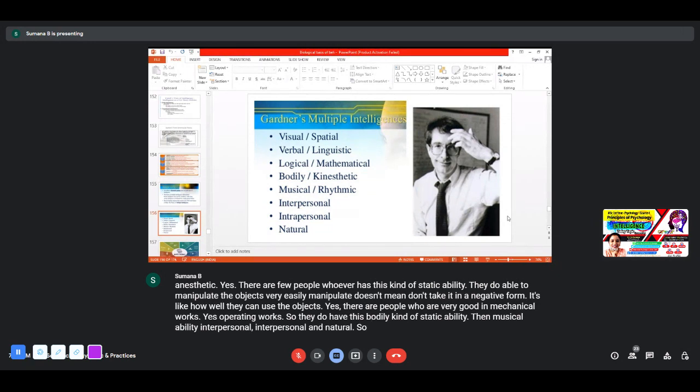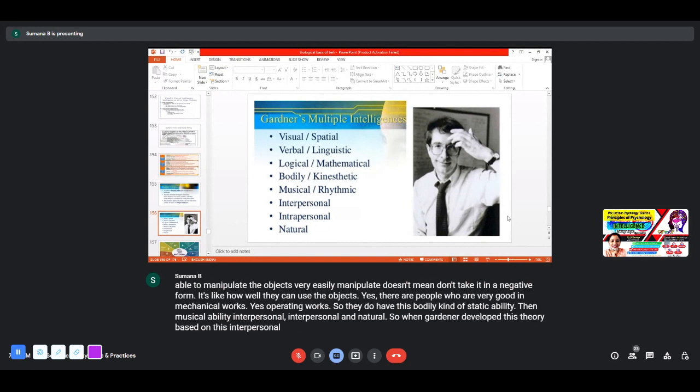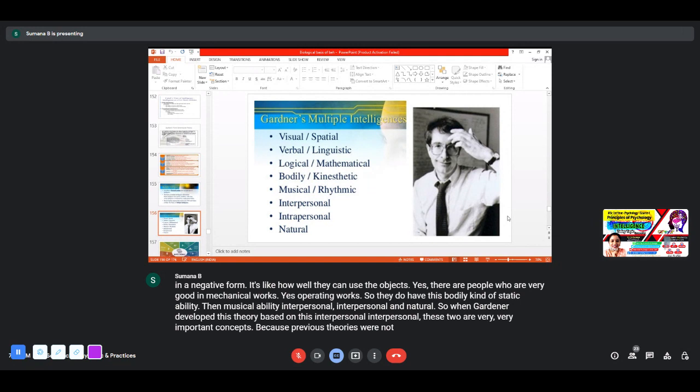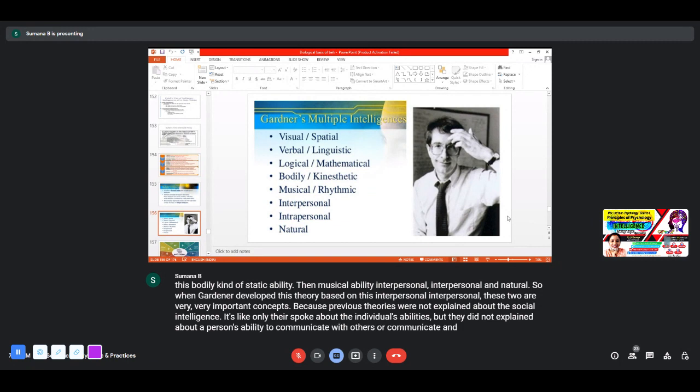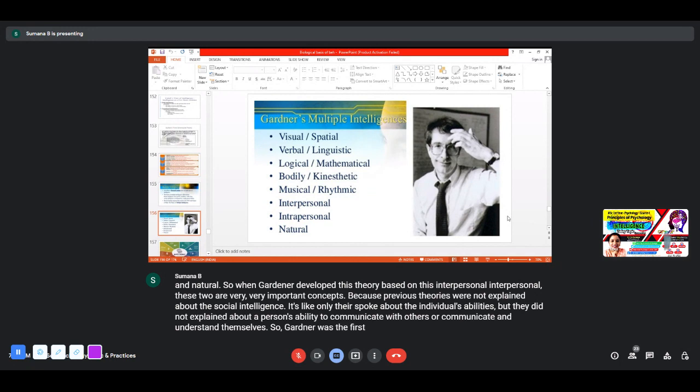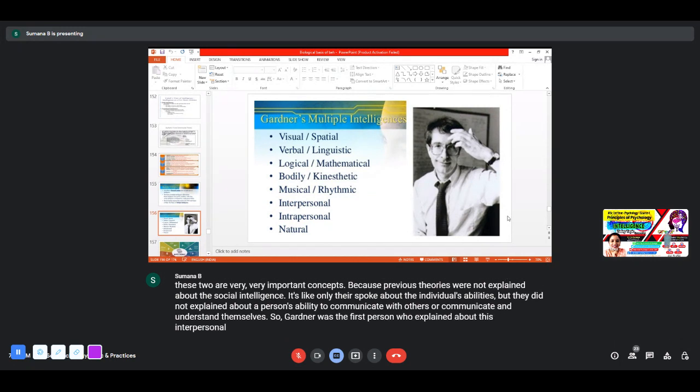When Gardner developed this theory, interpersonal and intrapersonal are two very important concepts, because previous theories did not explain social intelligence. They only spoke about the individual's abilities, but did not explain a person's ability to communicate with others or to communicate with and understand themselves. Gardner was the first person who explained these interpersonal and intrapersonal concepts. Later he came up with the natural ability of an individual.